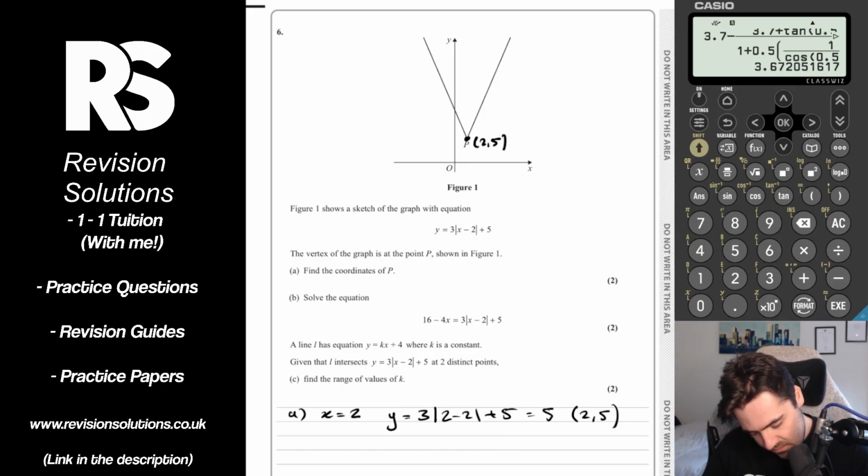So the next one is solve the equation 16 minus 4x equals that same curve. So it's where those two lines intersect. I always like to try and get a bit of a picture for this. So it's going to have a steeper gradient because it's a minus 4 rather than just a 3. But it's also negative, and it's going to cut at 16.